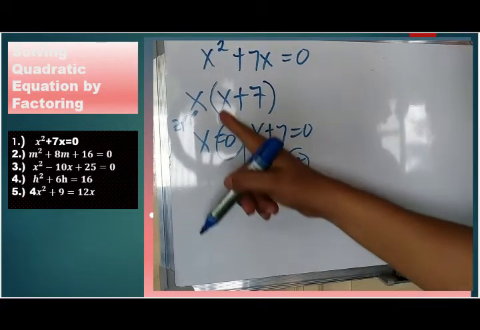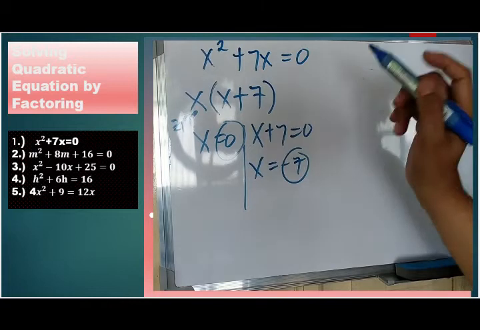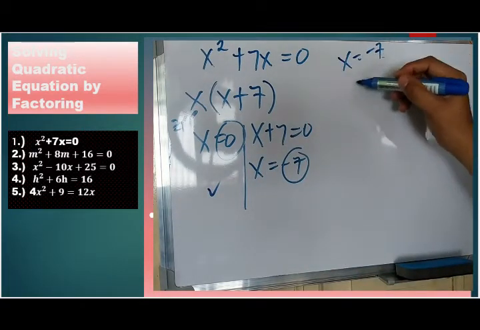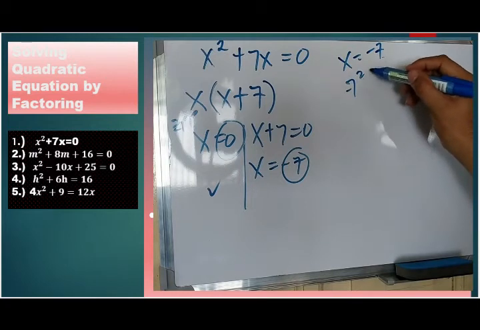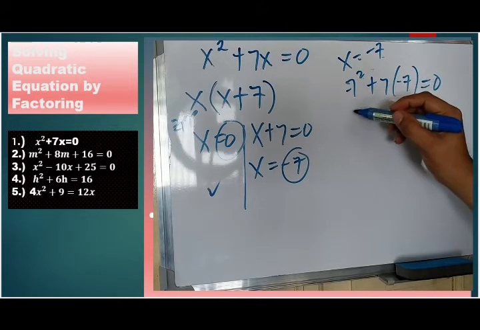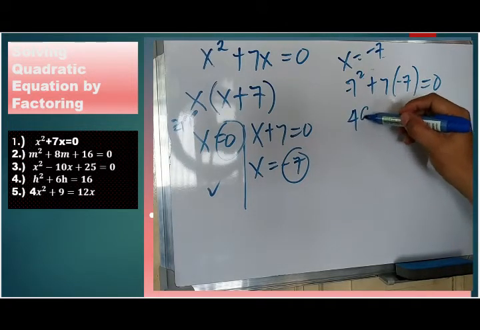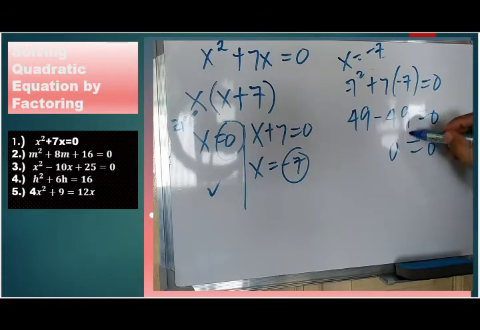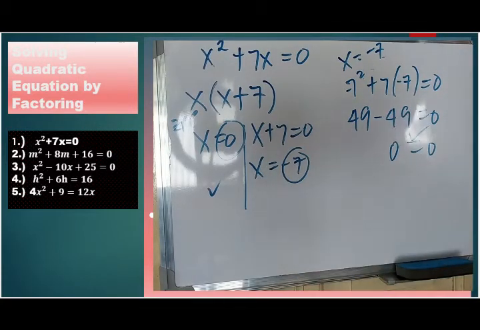To check, this is 0 squared plus 7 times 0 is equal to 0. This is correct. And when x is equal to negative 7, you have negative 7 squared plus 7 times negative 7 is equal to 0. So this is 49 minus 49 is equal to 0. So 0 is equal to 0. It means that our two solutions are correct.